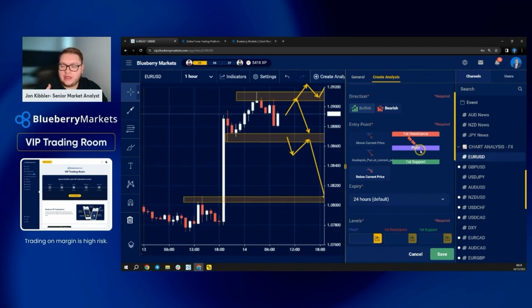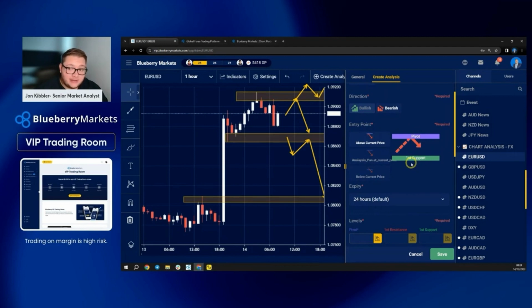Just to quickly explain that, because I'm looking for price to move down, and I'm looking for the entry to be below current price, that is a sell stop order if I'm bearish. If I was looking for an entry above current price, you can see another little diagram appears here.